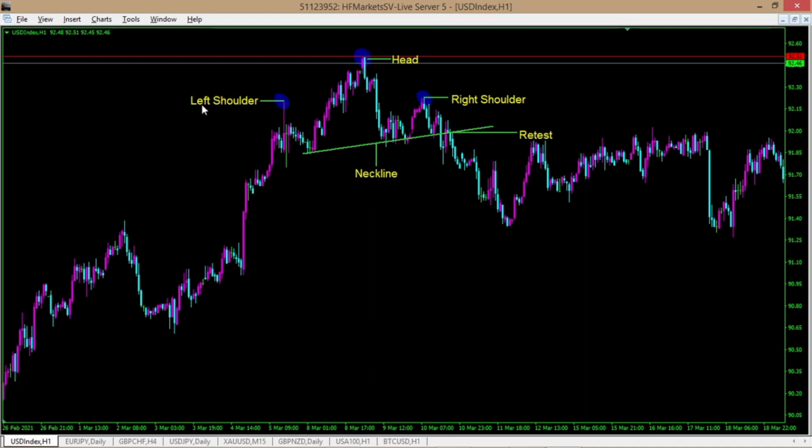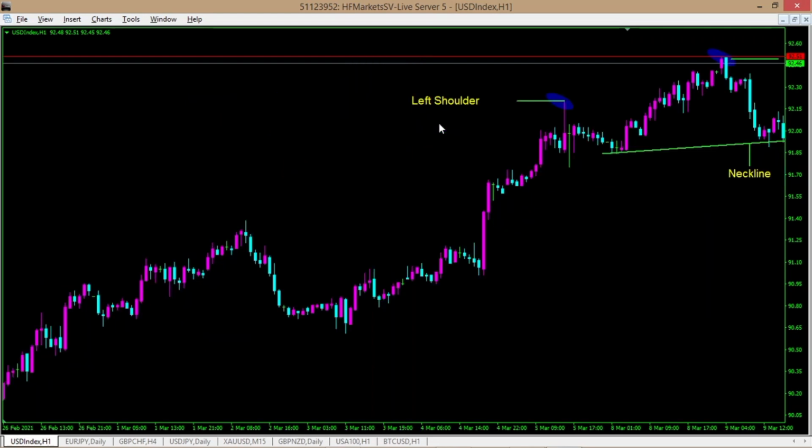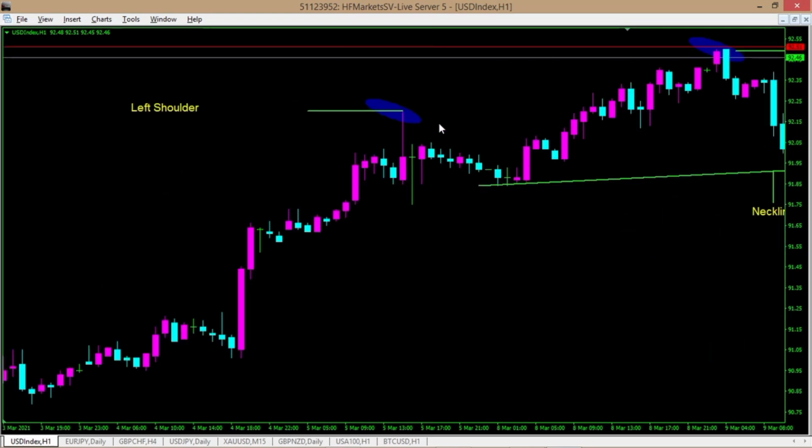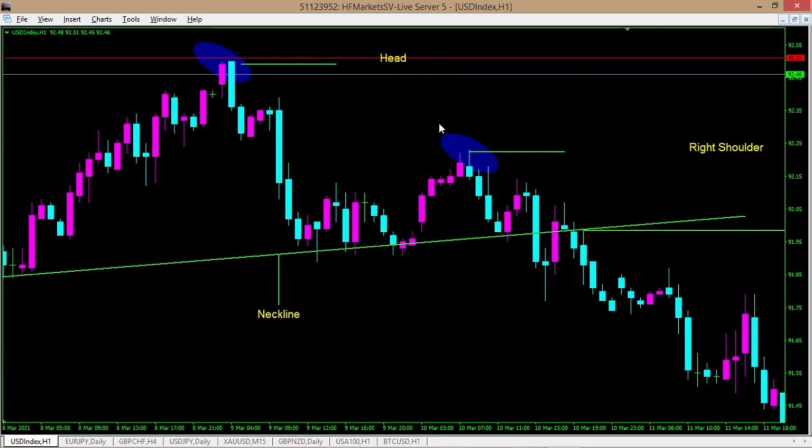So this one is the left shoulder, this is the head, this is the right shoulder here. So this neckline is what joins the base of the head together, the two points where the head formed, the two loops that form the head. That is where we connect together to form our neckline. So when price goes below that neckline, we would now be waiting for a retest of price. So here, hold on, let me just zoom in a little bit so that you guys can see more clearly. So this is still our neckline here.